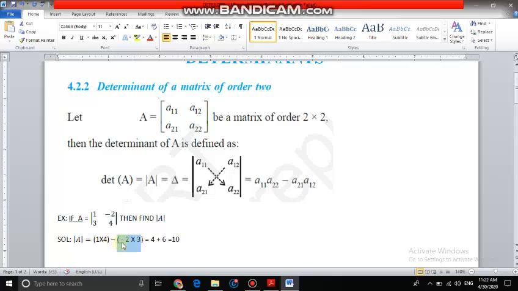Okay. So 1 into 4 is 4, which I kept here. Now see, minus 2 into 3 is minus 6, and there is a minus in front. So minus into minus will be plus 6. So 4 plus 6 is 10.